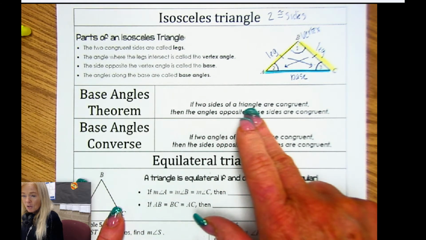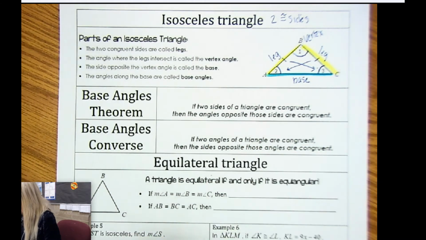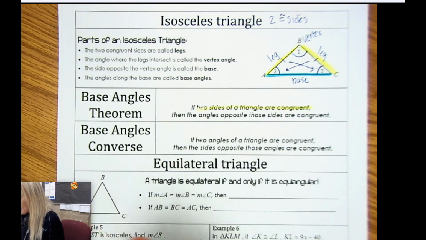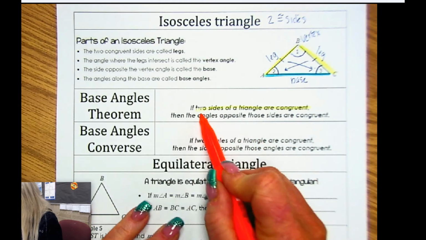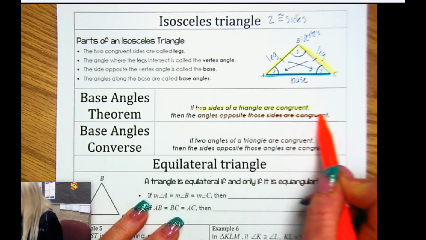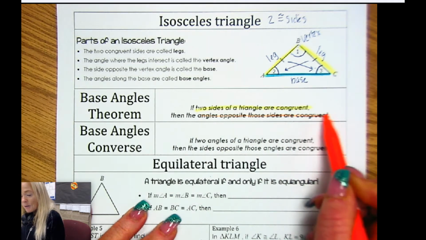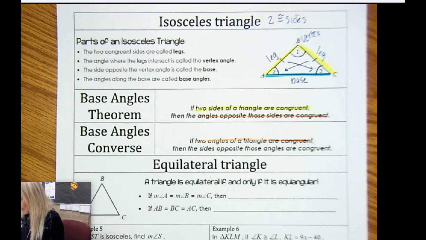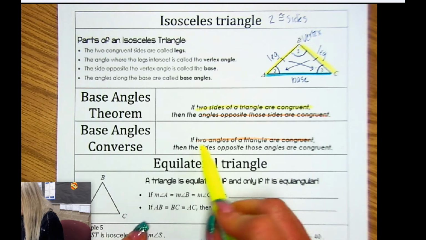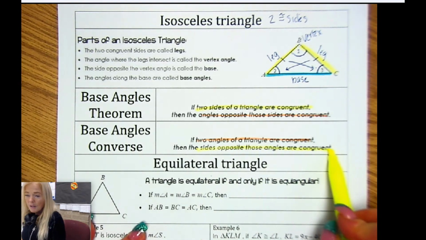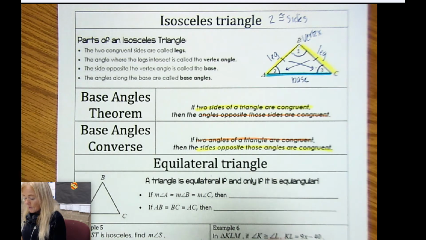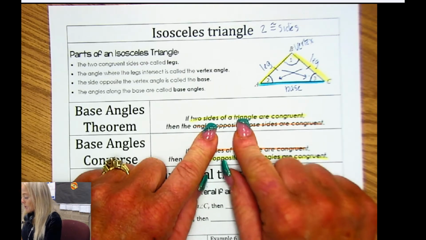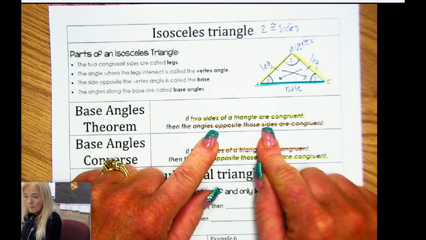If two sides of a triangle are congruent, so that's what follows the if, two sides are congruent, then what follows the then is the angles opposite those sides are congruent. And then you notice on the converse, if the two angles in a triangle are congruent, then the conclusion is the sides opposite those angles are congruent. So they're basically just converses of each other.